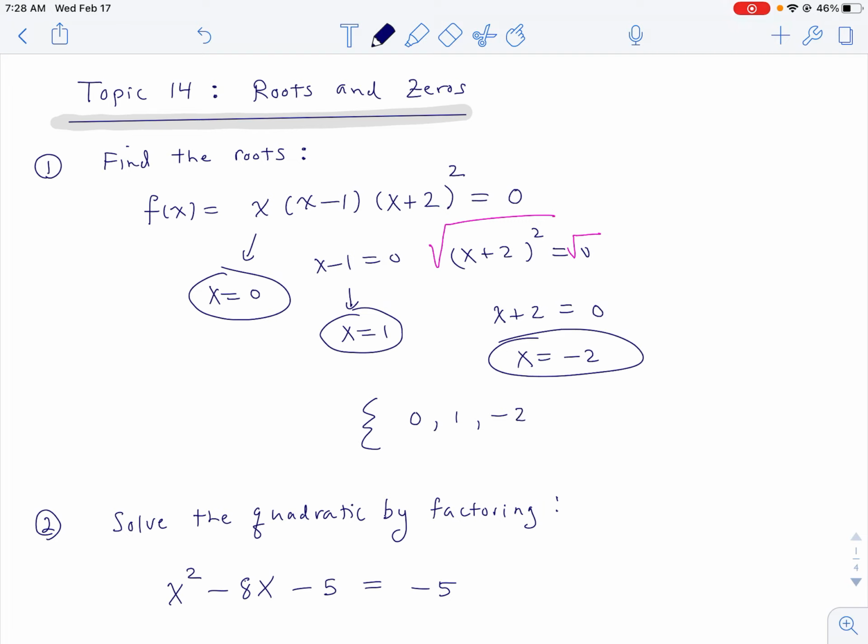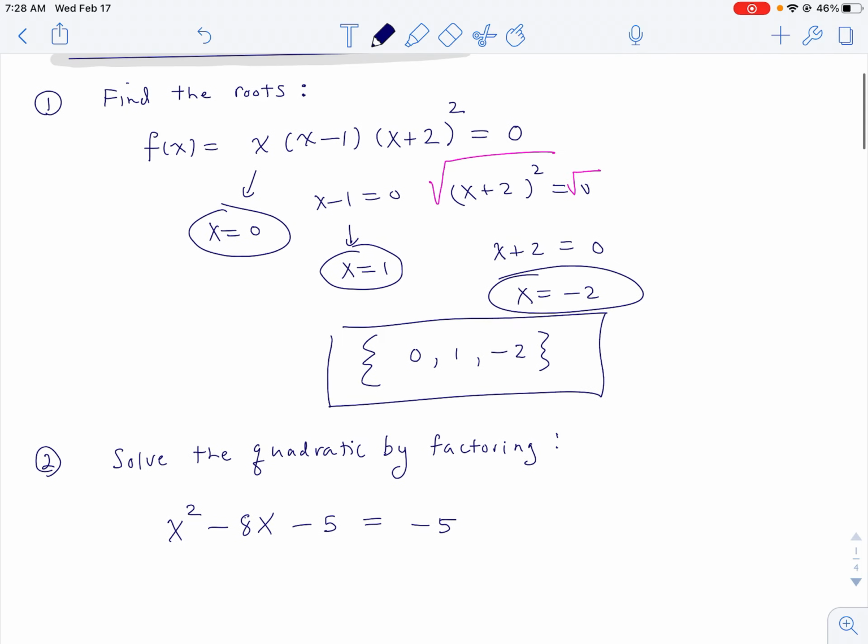0, 1, negative 2. In Delta Math, when you enter the answers, just put a comma in between and you'll get another box will appear to allow you to put the answer in.